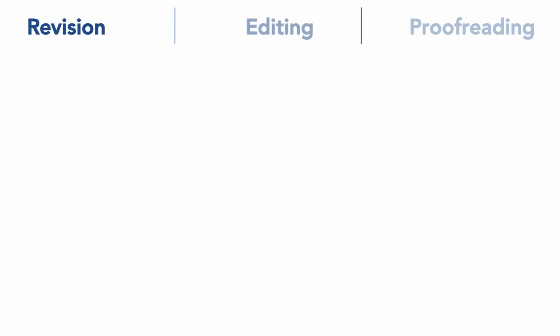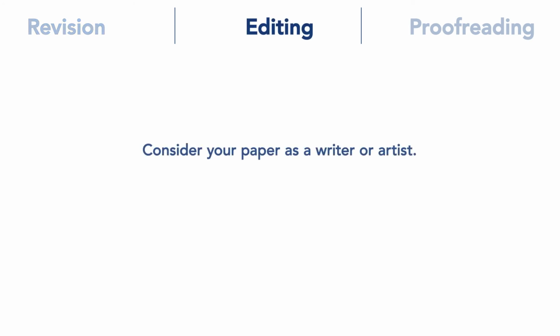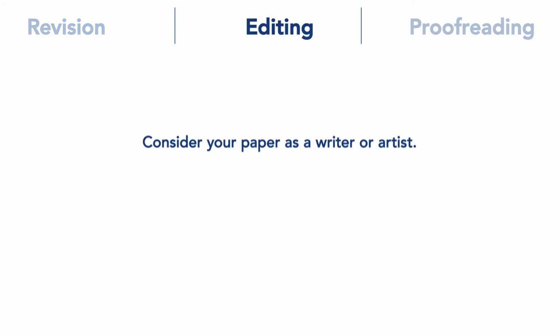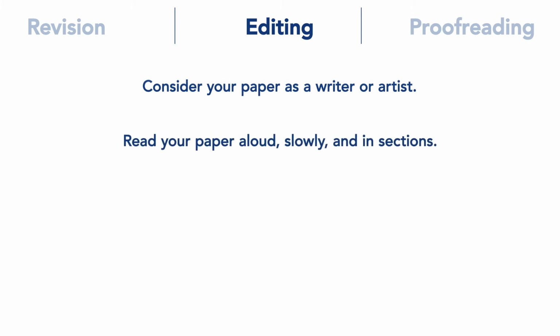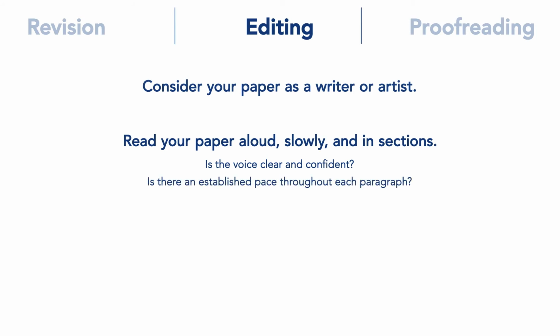Let's move on to formal editing. Here's where you should consider your paper as a writer or artist. Try reading your paper aloud, slowly, and in parts. Is the voice clear and confident? Is there a sense of rhythm and flow in each paragraph, each sentence? Do sentences connect up with one another like well-constructed joints?